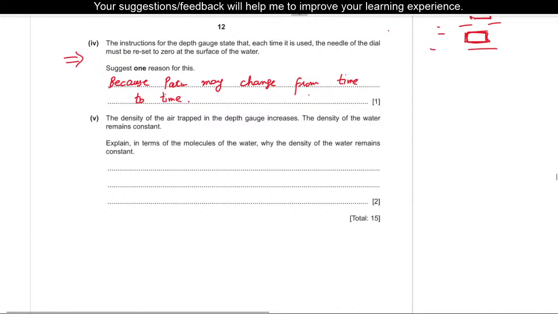So you would have studied the kinetic model of matter, that gases are compressible but liquids are incompressible, meaning the density of the liquids does not change, it remains constant. So from there you can easily tell in terms of the molecules why the density of the water remains constant. It is because the distance between the water molecules is very less and the intermolecular forces of repulsion are strong.